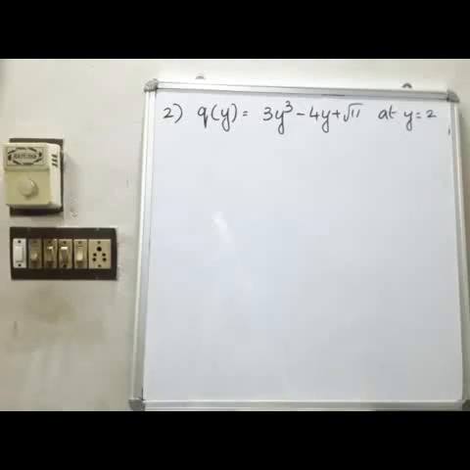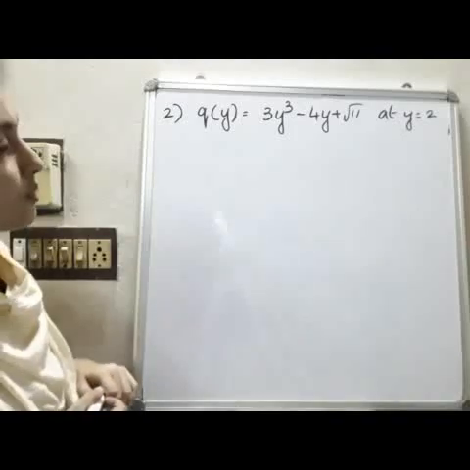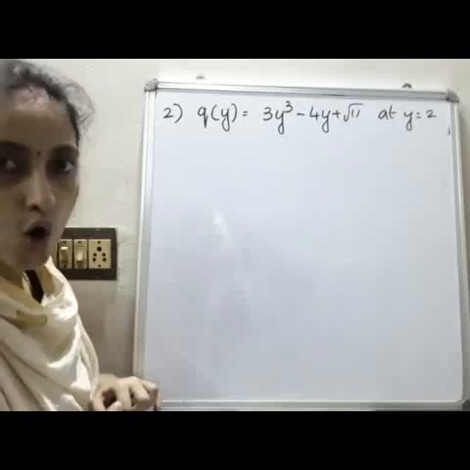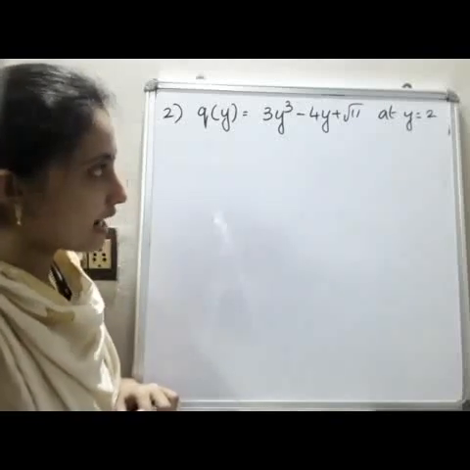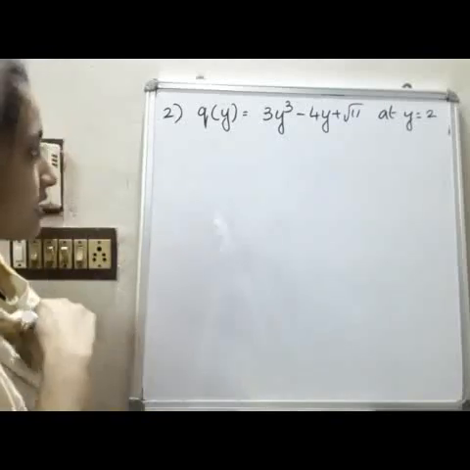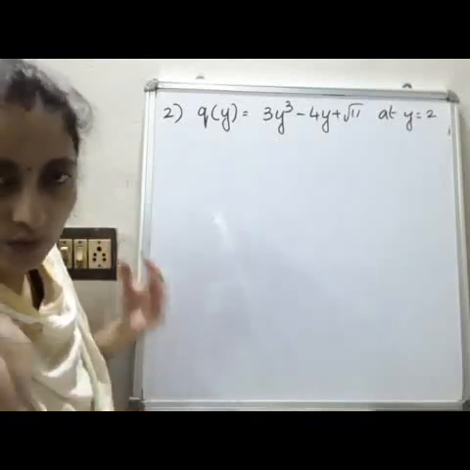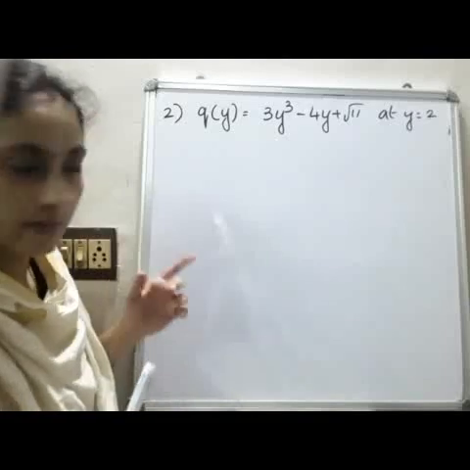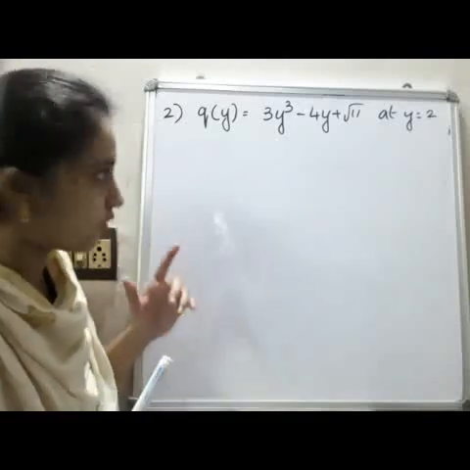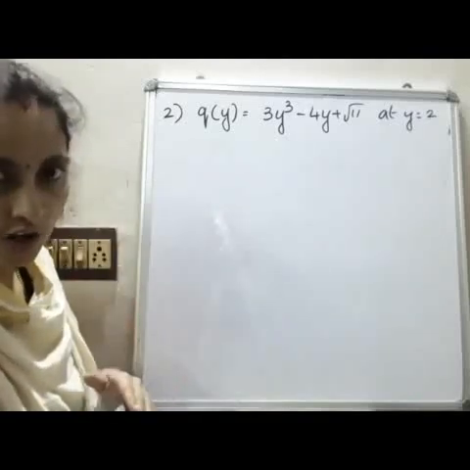Second question is, q of y is equal to 3y cube minus 4y plus root 11, at y is equal to 2. So first step is what? Q of y is equal to the question you have. Then what is the next step? Given is at y is equal to 2. So what you have to find? Q of 2 you have to find.